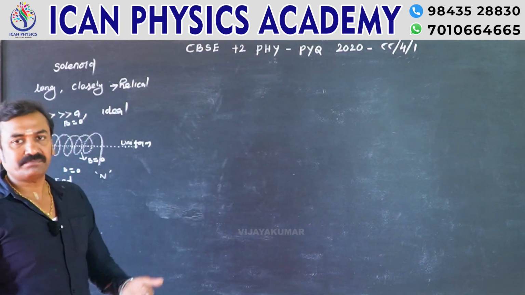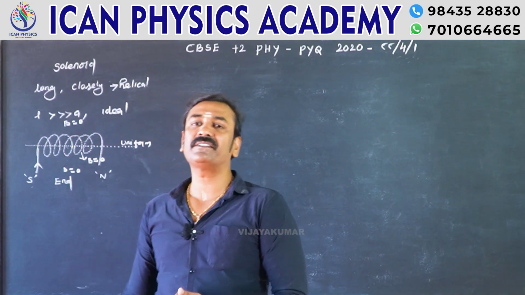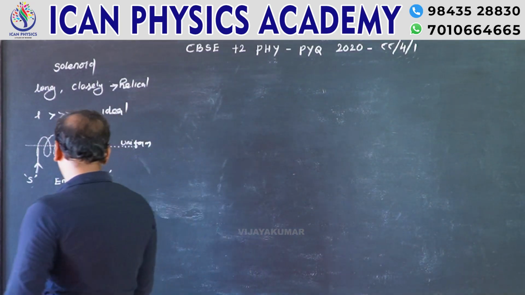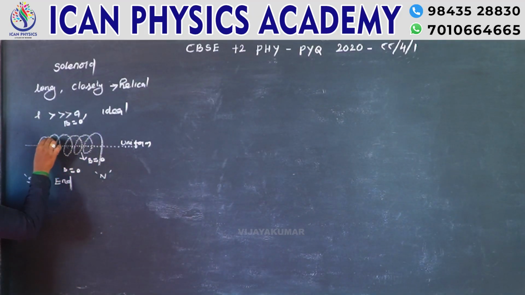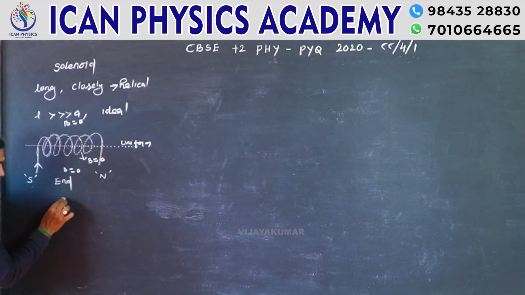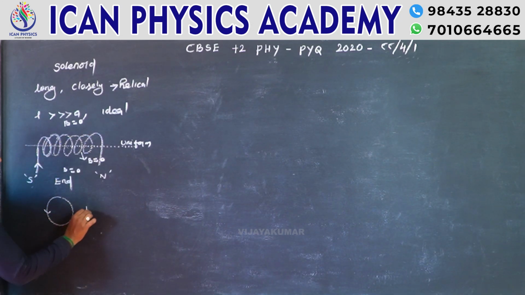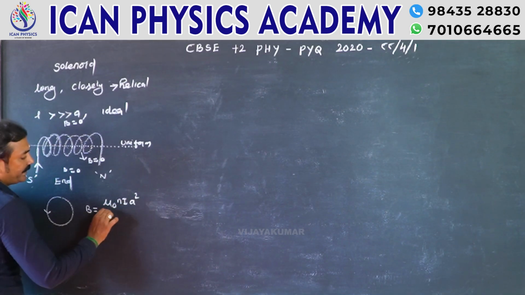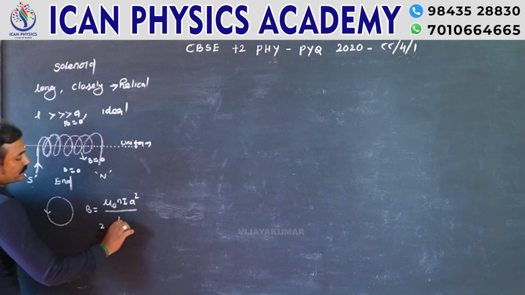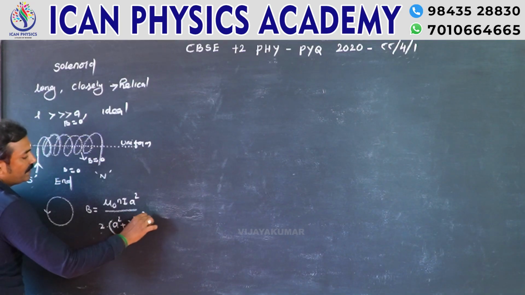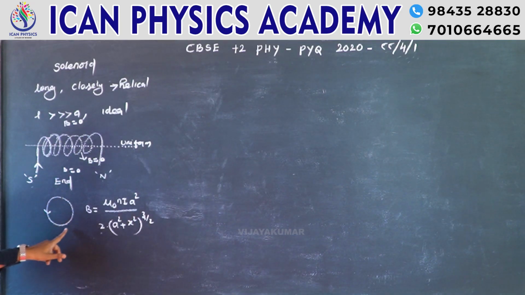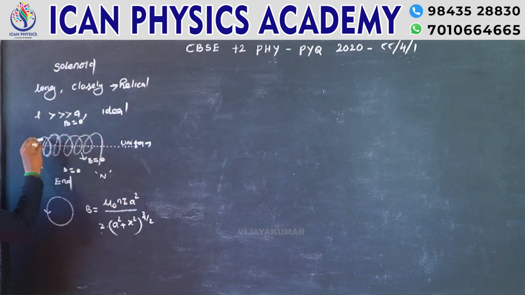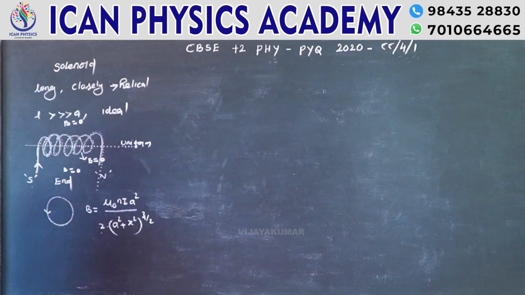So, what is the second one? Obtain the expression for magnetic field along its axis. Okay. So, each turn acts as a circular coil. We know very well that a circular coil carrying a current produces the magnetic field, that is mu naught N I A square divided by 2 into (A square plus X square) power 3 by 2. Okay. This is for a single turn. Now, when there are a lot of turns, then it becomes the solenoid.